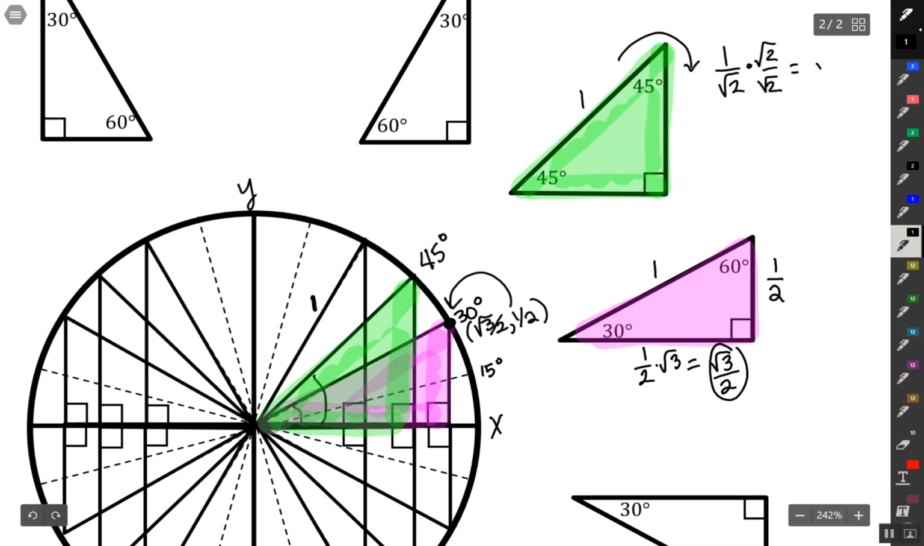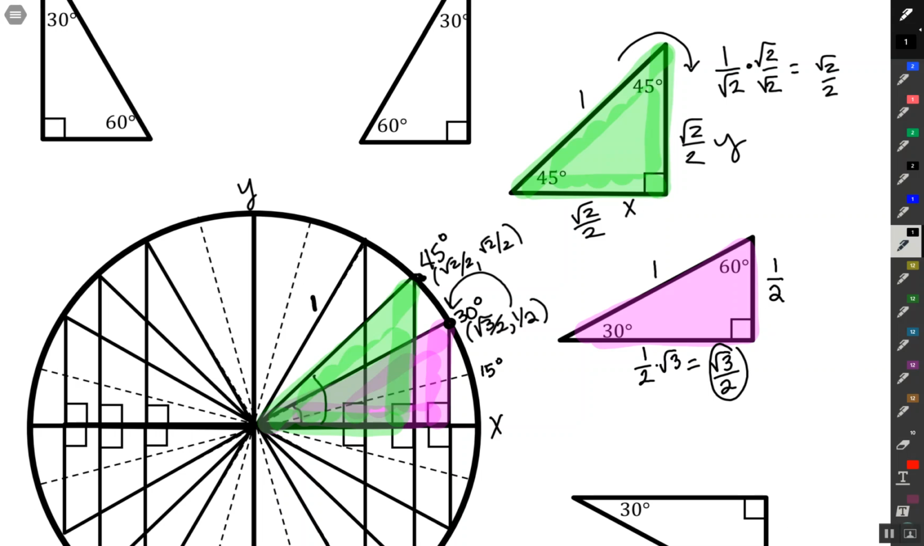And you get the square root of 2 over 2. So our legs are rad 2 over 2, rad 2 over 2, because they're the same. So that point right here, it's over rad 2 over 2, up rad 2 over 2. Because remember, the x and the y of the coordinates are the legs.